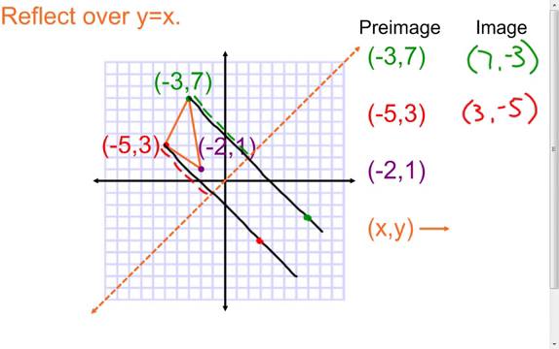Same thing with my purple point. Create the perpendicular segment here. Then I'm going to count my diagonals. Well, this one's a little different. 1, and I'm calling that a half. So I'm 1.5 diagonals, then I go 1.5 diagonals the other way. I end up at that point, and I am at 1, negative 2.